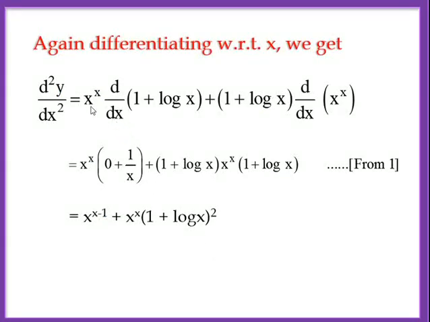So first function x raised to x into derivative of second plus second into derivative of first. What is derivative of 1? 0. Log x has derivative 1 upon x. Now we need not find derivative of x raised to x again. In the first part we have obtained derivative of x raised to x only. So substitute the same, that is x raised to x into 1 plus log x. Now what is x raised to x upon x? It is x raised to x minus 1 plus x raised to x into square of 1 plus log x.